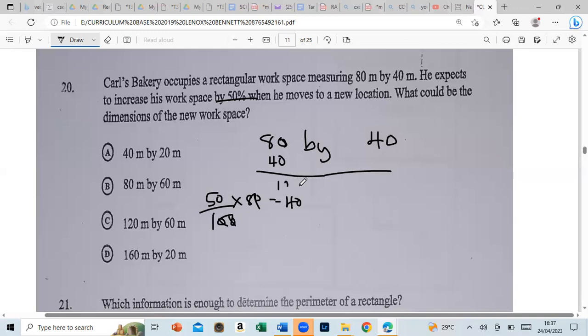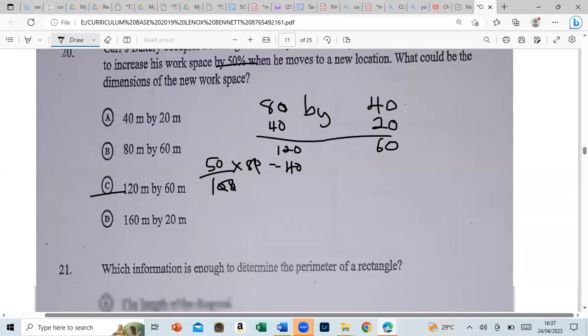And likewise with this one, 50% will be 20, that's a half, so that's 60. So it's 122 by 60.